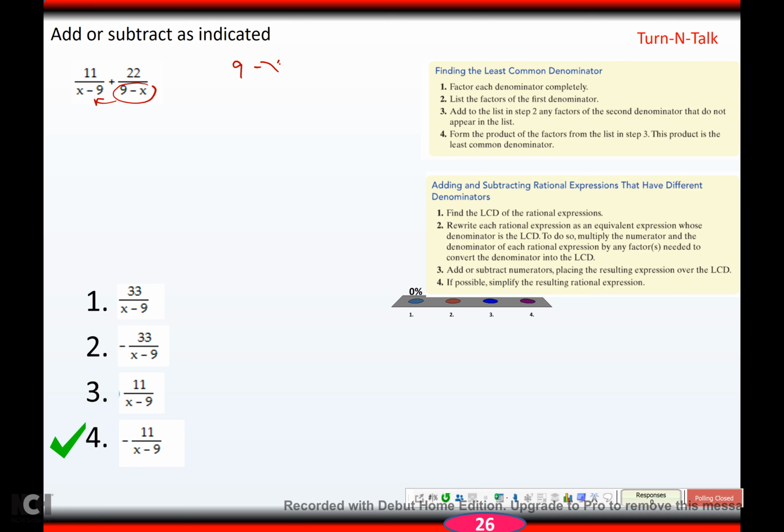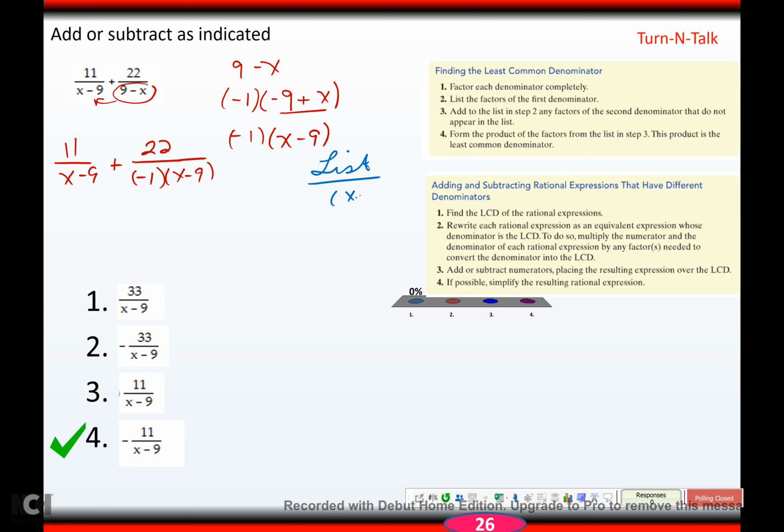So if I take 9 minus x, and I GCF by -1, that would give me -9 plus x. And I can rewrite, change the order of this, positive x minus 9. So I'm going to rewrite my second denominator as -1 times x minus 9. So now, when I make my list, my first denominator has an x minus 9, and so does my second one, so that's okay, one will do both. Okay, and in my second denominator, there's also a -1. So my common denominator is going to be both of those.